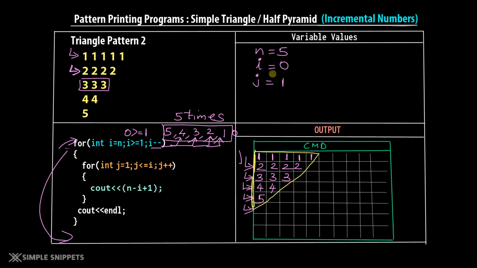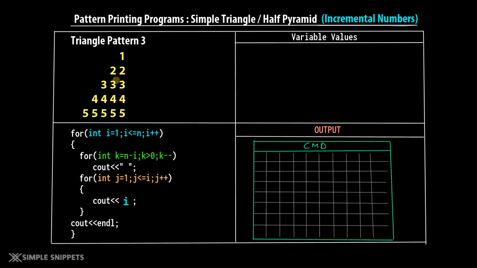We've also seen the different variable values that we've tracked, and we've also seen the output on the command prompt. So if you are taking notes, if you are using the paper and pencil method to dry run this code, you should also be able to get this output. So this was triangle pattern 2. Let's see triangle pattern 3.